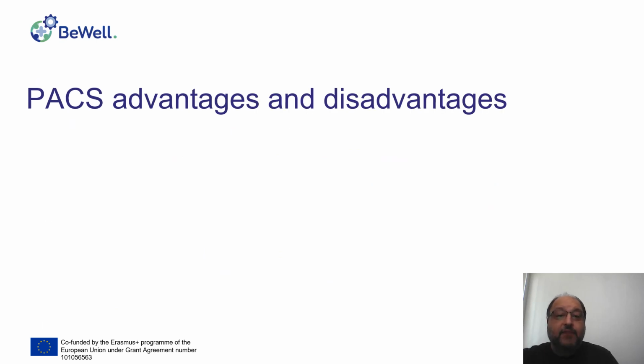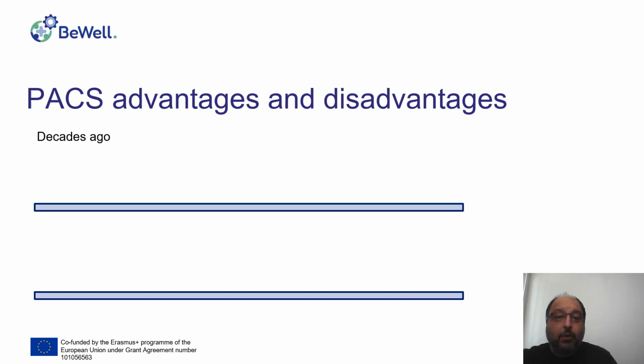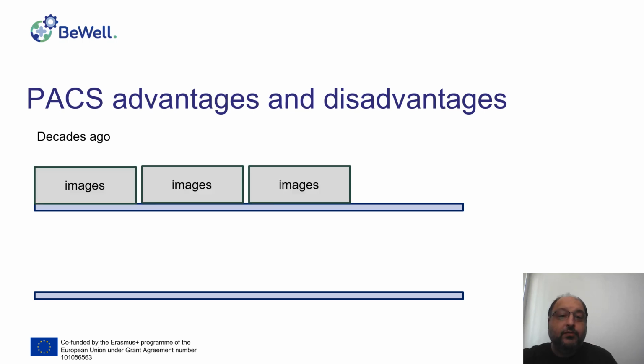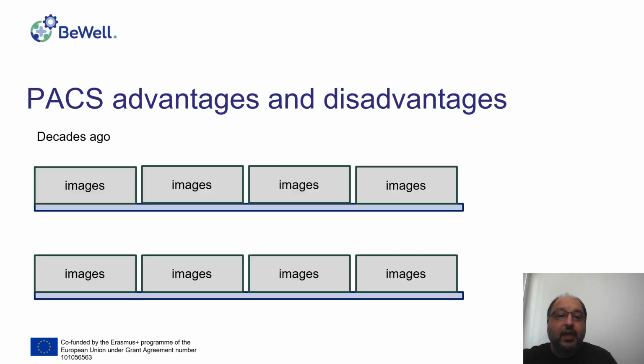What are the main advantages and disadvantages of the picture archiving and communication systems? Some decades ago, all images were in physical form and they were stored in boxes, and you may imagine lots of shelves with image boxes, and one may have to go to the storage room to search for the images, and especially for the old ones to search in several boxes until finding the image. And now it is different.